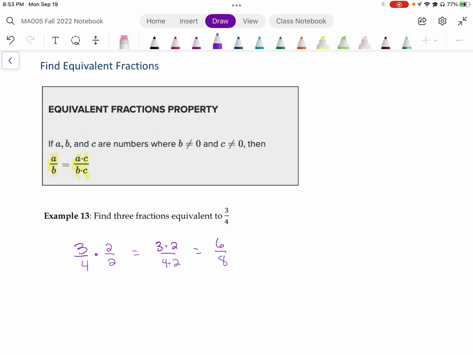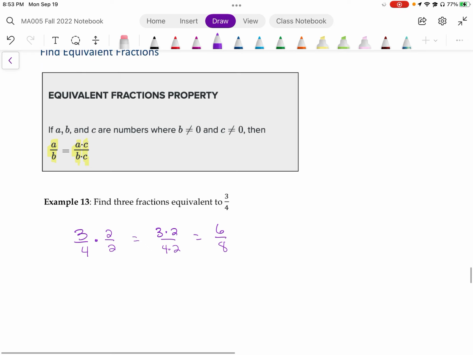And we get 6/8. So 6/8 is equivalent to 3/4. Right, so now let's take 3/4. It wants 3 of them, so we're going to do the next number. And you can choose any number you want. I just start with the smallest ones, because my numbers are easier. So I've got 3 times 3 over 4 times 3. And I get 9/12.